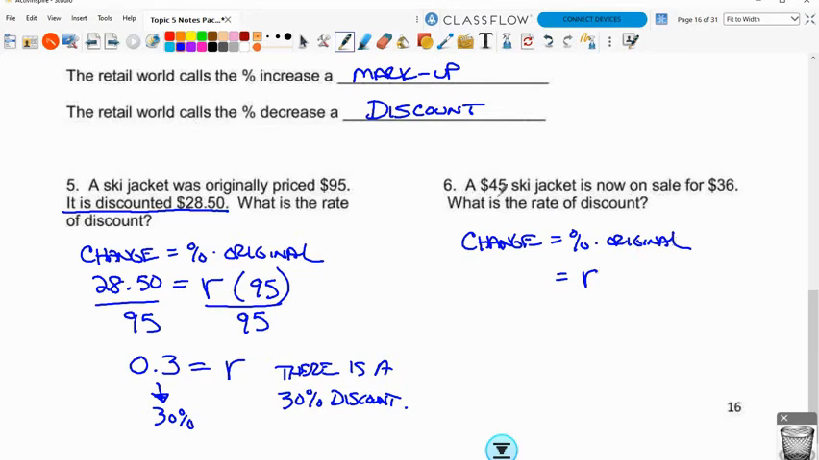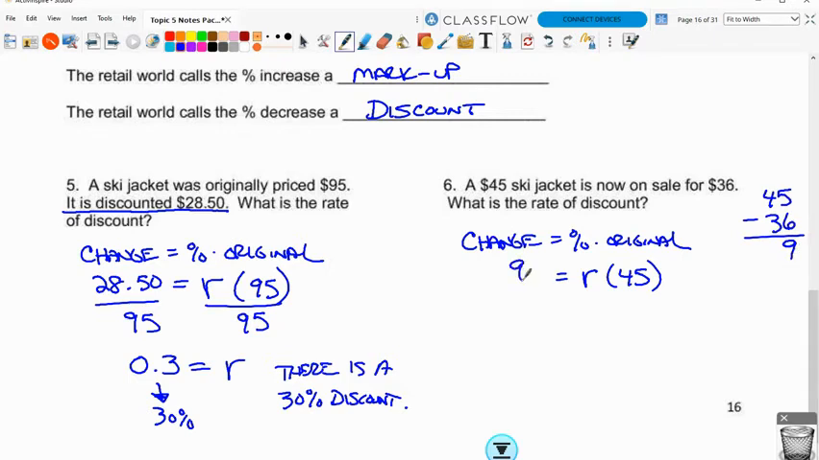Originally, it was $45. We need to know the amount of change. Well, it was $45. Now it's on sale for $36. Here we have to calculate the change. That's where it's different than the last problem where they gave us the change. So the old price was 45, the new price is 36. If we subtract those, that gives us 9 for the amount of change.